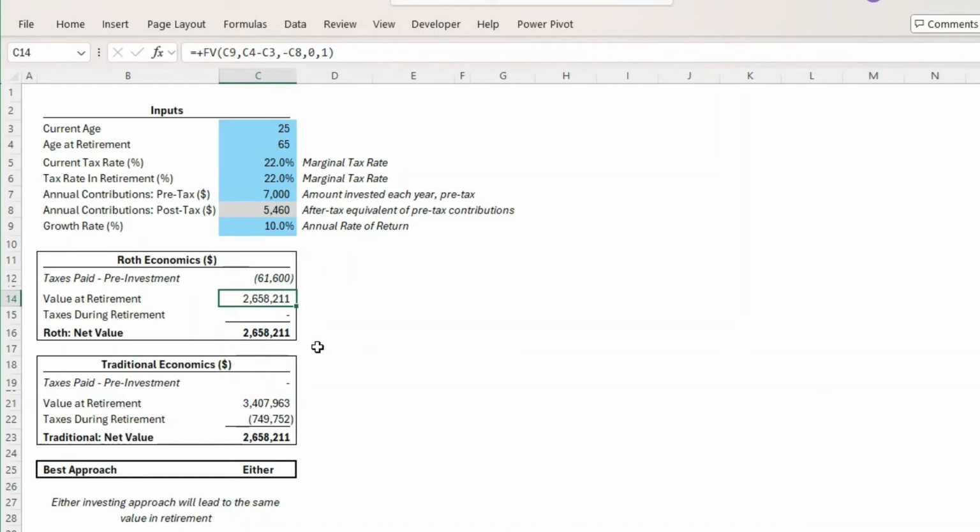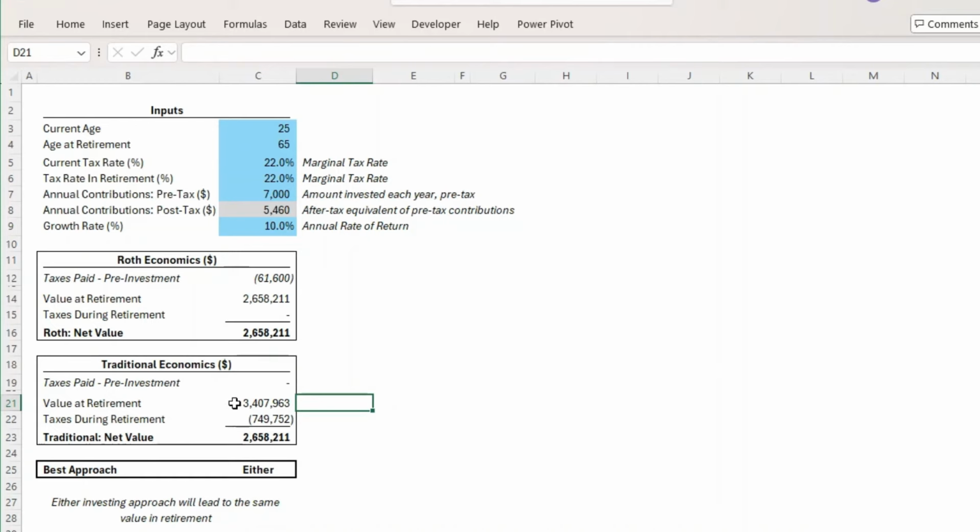Now let's look at the traditional. In this case, we don't pay any taxes. So the $61,000 we paid up top is 0. There's no taxes paid before you make your investment. And so because of that, your investment is allowed to grow tax-free. And so the value at retirement in this case is $3.4 million. Our portfolio grew a lot more than in the Roth because no taxes were paid.